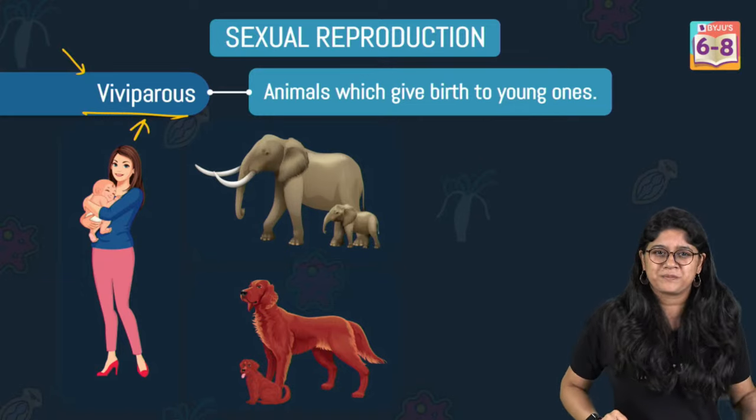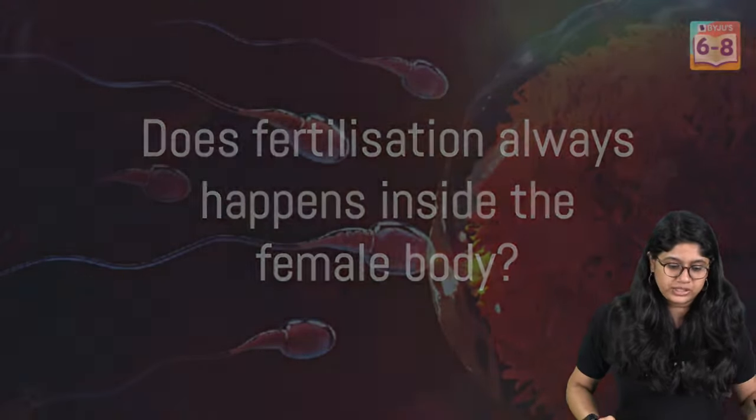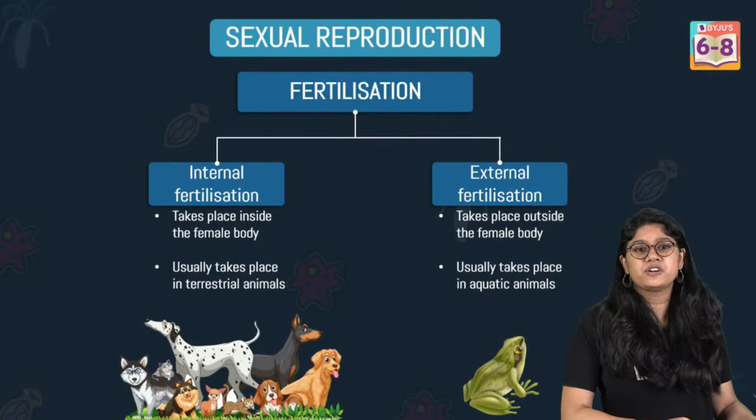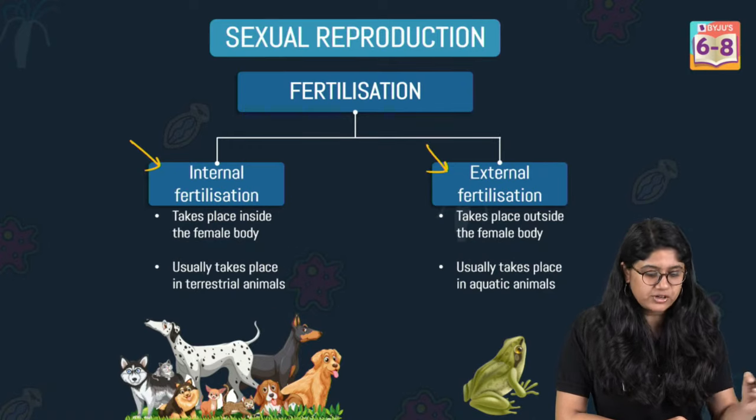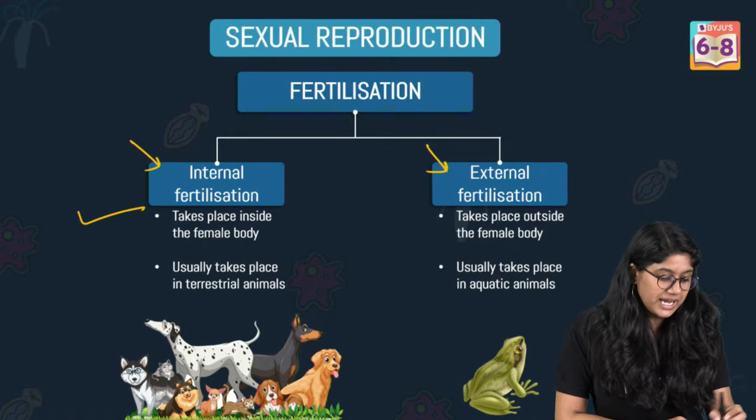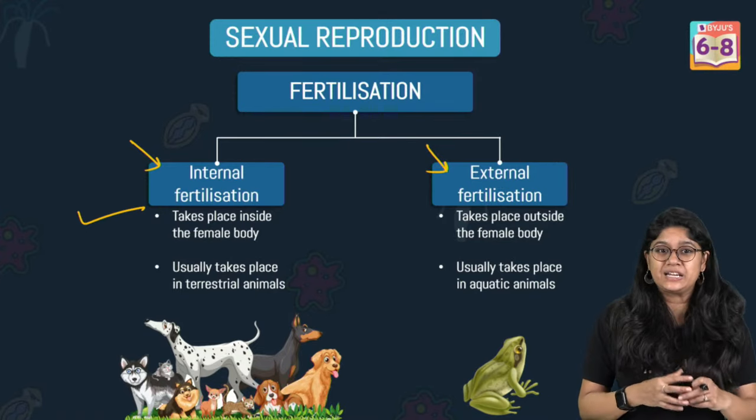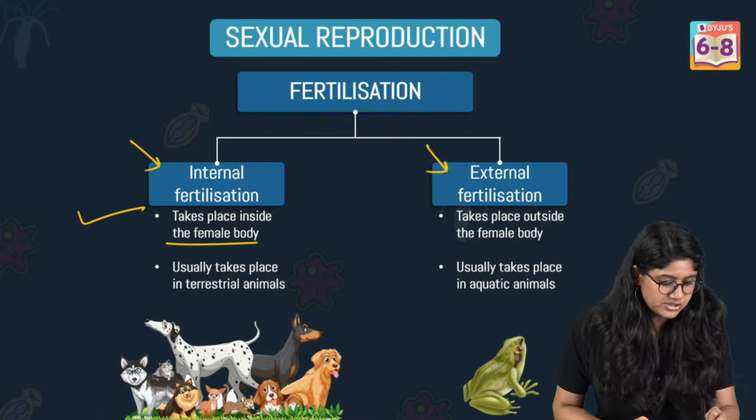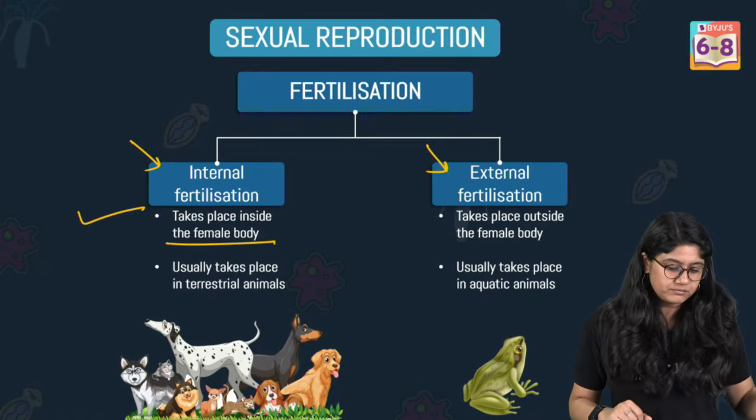I'll answer there. So let's talk about something really very important over here. There are two types of fertilization. We have internal fertilization and external fertilization. Internal fertilization means that the fusion will take place in the female reproductive system only. Okay? We'll see the fusion happening in the female body.